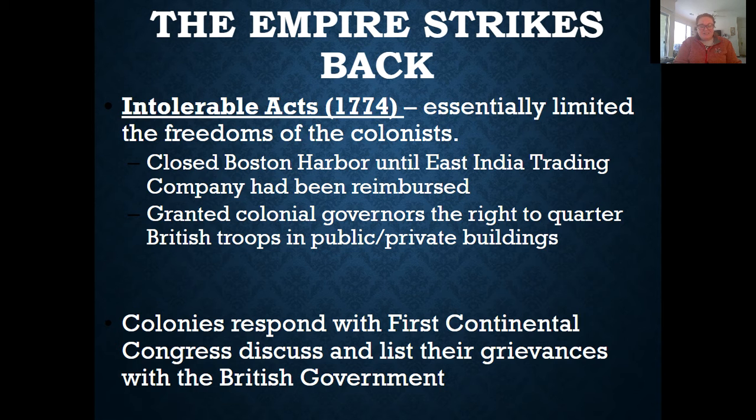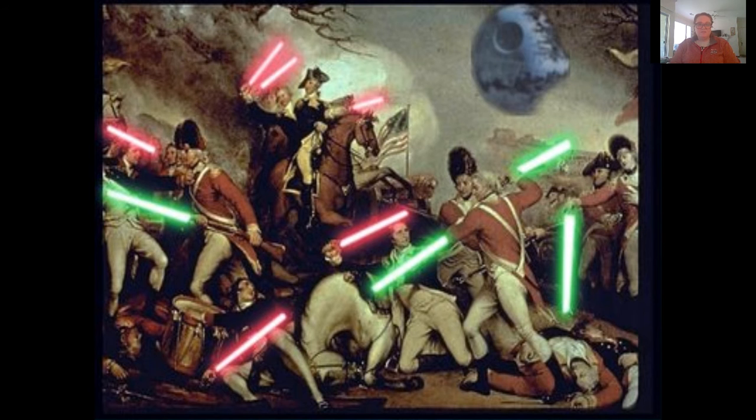This act also granted colonial governors the right to quarter troops in public and private buildings. And quartering troops just basically means that they could walk into your house and say, hey, now these troops are going to live with you and eat with you and basically take care of you. So the colonies responded by establishing the First Continental Congress. And there they were to discuss and list out their grievances to the British government.